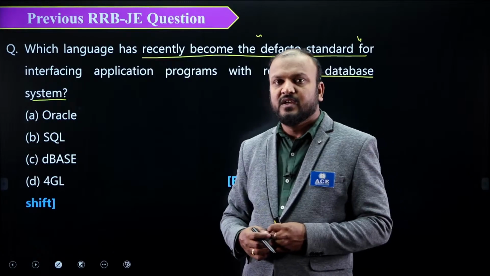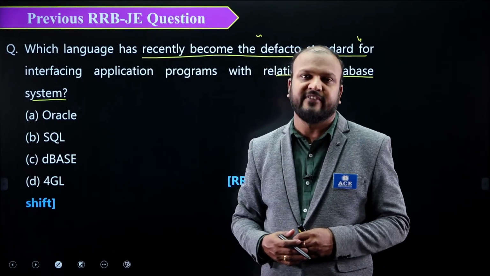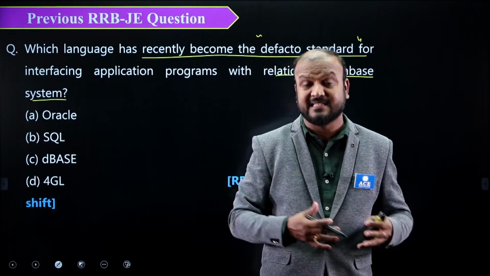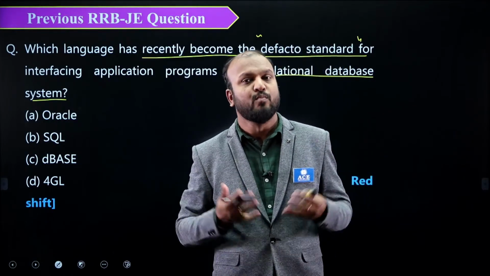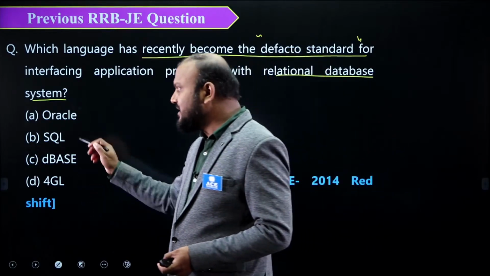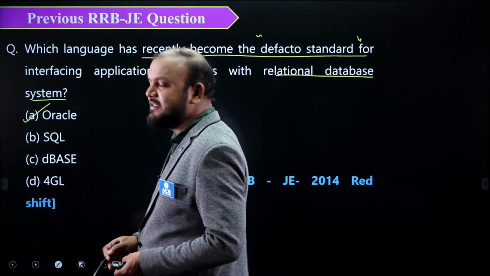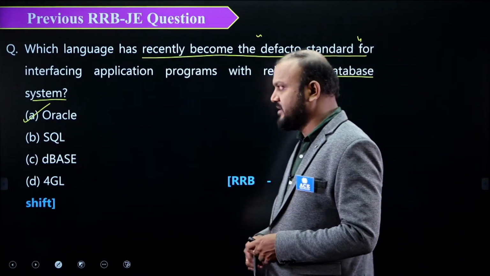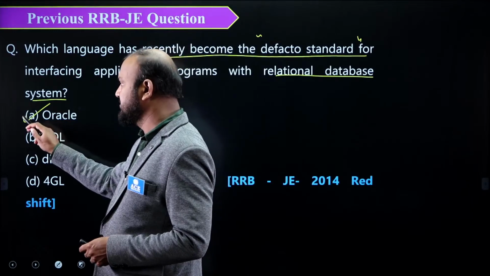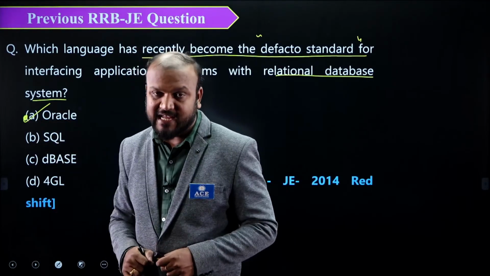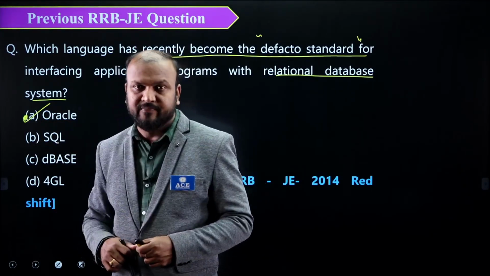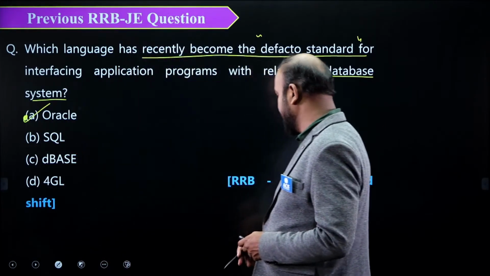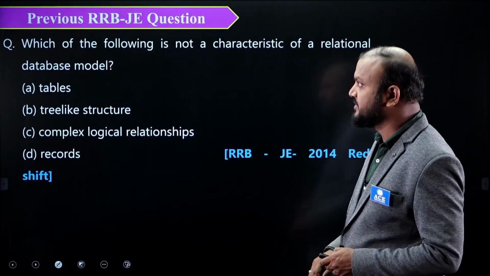So to interface application programs with an RDBMS, which one is considered a de facto standard? That means the one accepted in the market by many people and having more fame. Oracle is the one that recently became the de facto standard for interfacing application programs with an RDBMS. Oracle has market value and is accepted by many people, and that's why Oracle becomes the de facto standard. So the answer is option A. This is an RRB JE 2014 question.